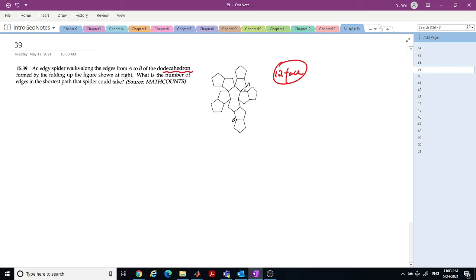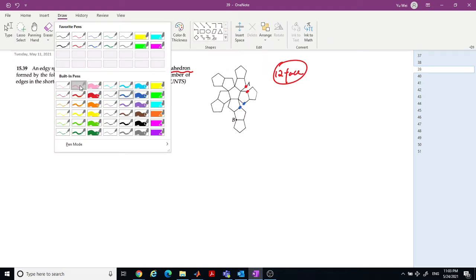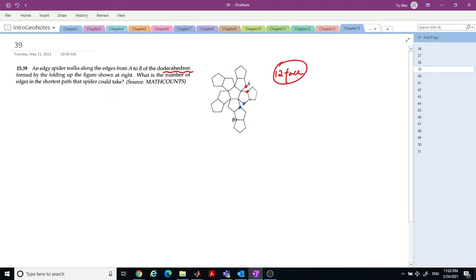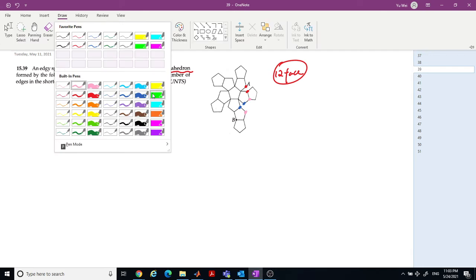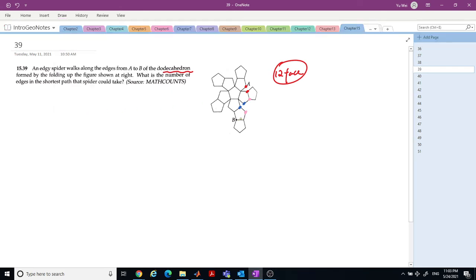Okay, so let's see how many points are together. So this point and this point will be together, right? Let me change color. Then this point and this point will be together, right? And this point and this point will be together, right? And this point and this point will be together, right?